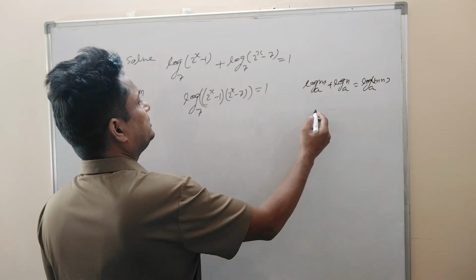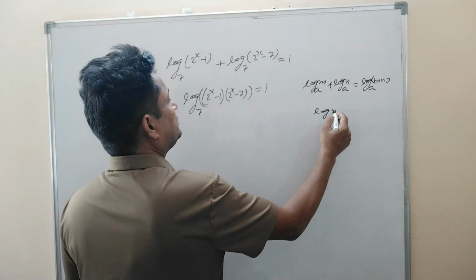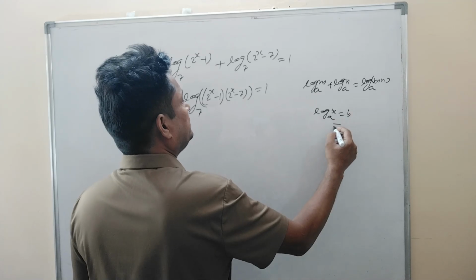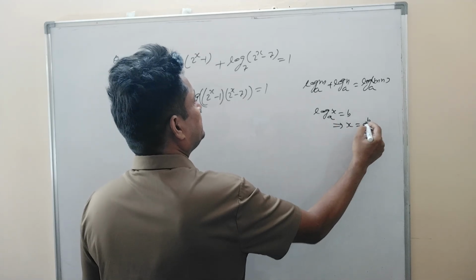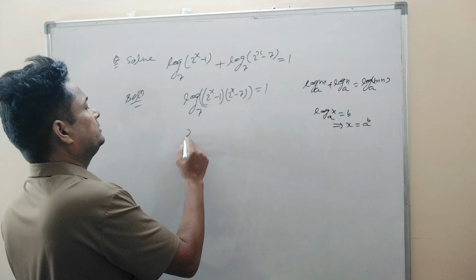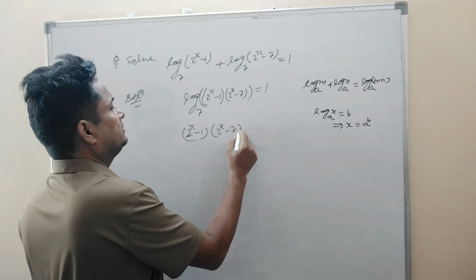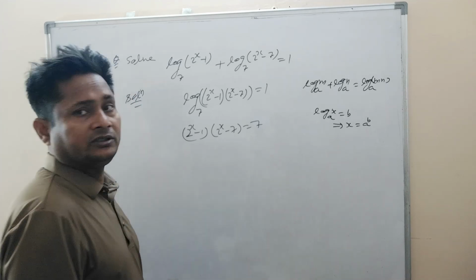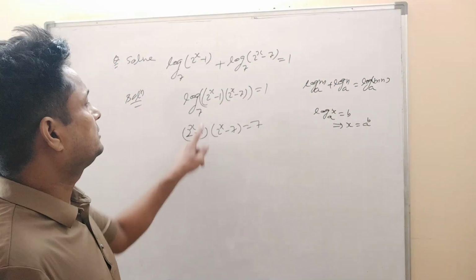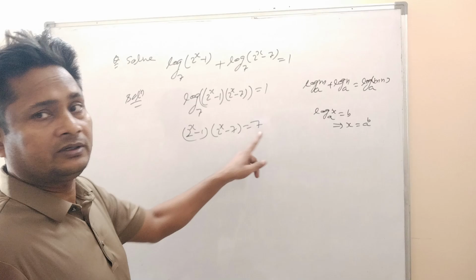So this can be written as: if log of x base a is equal to b, then x is equal to a to the power b. So from here, (2 to the power x minus 1) into (2 to the power x minus 7) is equal to what? It can be written as 7, since 7 to the power 1 is 7.